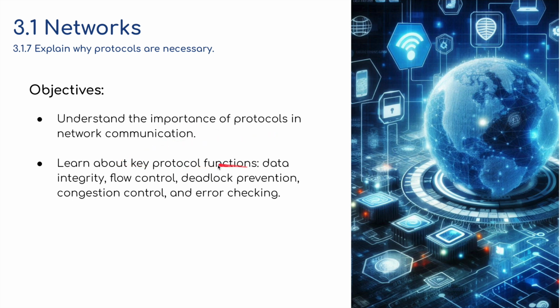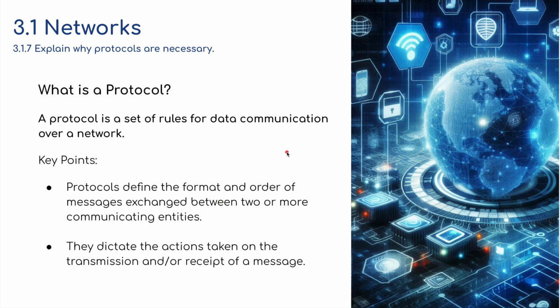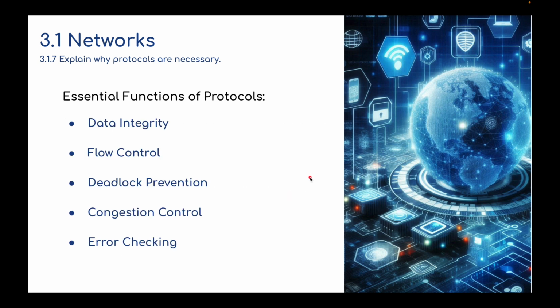We're going to learn about key protocol functions: data integrity, flow control, deadlock prevention, congestion control, and error checking. So first of all, what is a protocol? Well, a protocol is a set of rules, as we've established before, for data communication over a network. Protocols define the format and order of messages exchanged between two or more communicating entities. They dictate the actions taken on the transmission and/or the receipt of a message. We covered this in video 6.